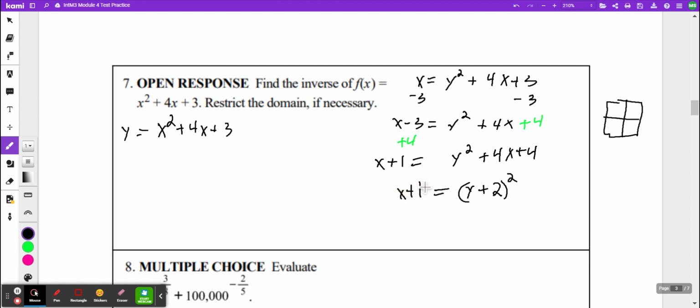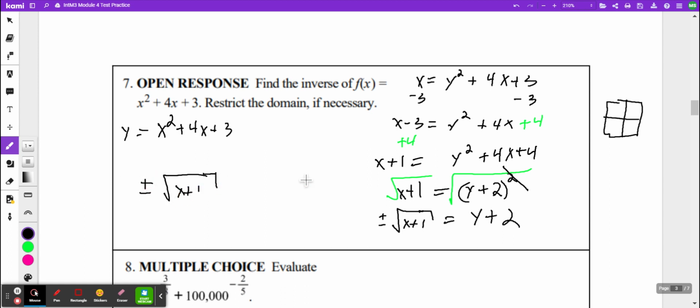Now to get rid of that squared part, the opposite of squaring is square root. So I'm going to square root both sides. Now if I square root both sides, I have this plus or minus, because it's both positive and negative, square root of x plus 1. And that's going to equal, well, the square root of that cancels out, so I have y plus 2. Now I'm left with plus or minus the square root of x plus 1, and then I have this plus 2. I'm going to subtract 2 on both sides. So looking at this, that's equal to y.